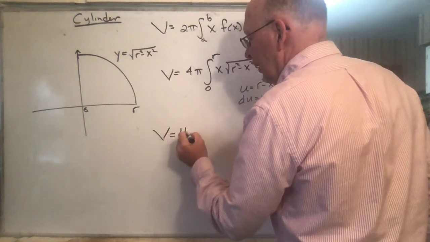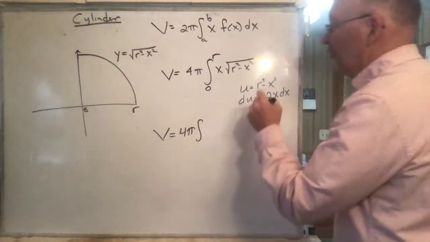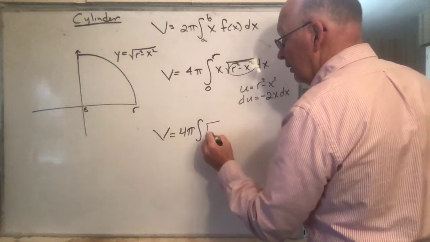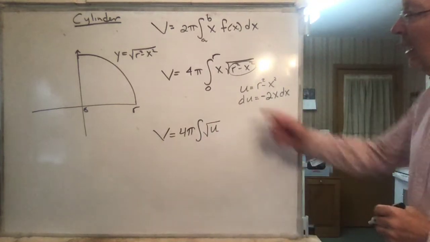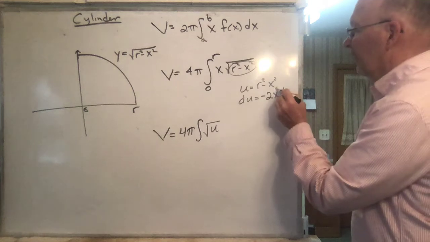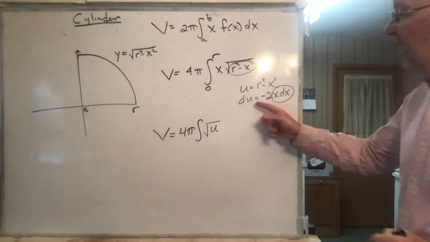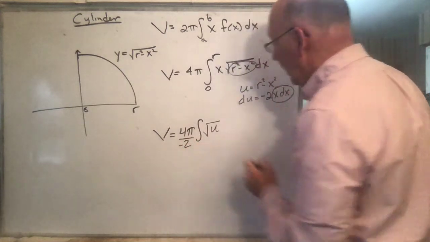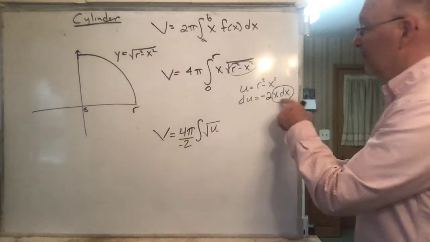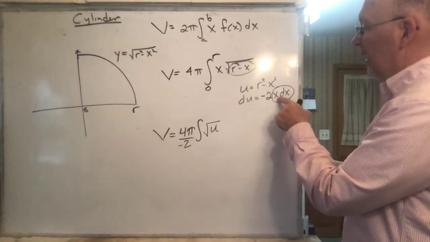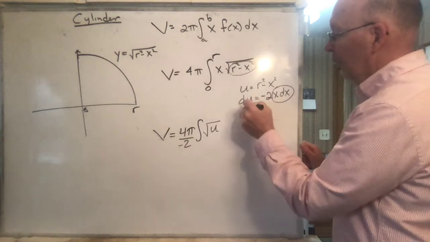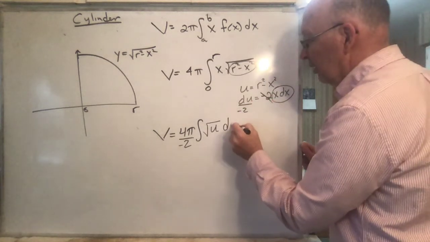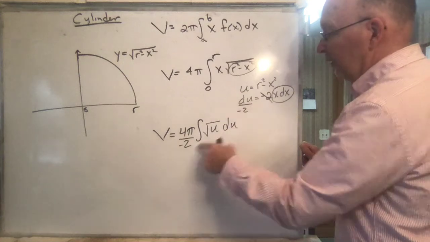So it's going to be 4 pi. This all becomes the square root of u right there. That handles this. Now notice we have x dx left. X dx is equal to negative 1/2 du. So I'll bring the negative 1/2 out front. There's my du, here's my negative 1/2.